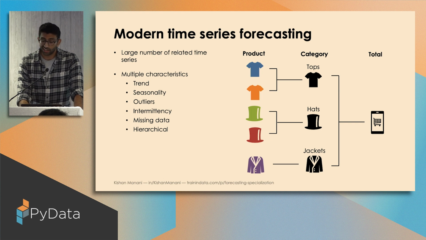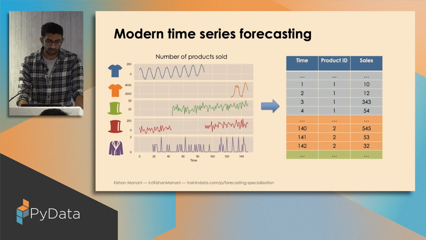So all these things make it a lot harder to do backtesting and to select appropriate error metrics. And so it's a lot more difficult than just having a single airline's type of time series that you're trying to forecast into the future.